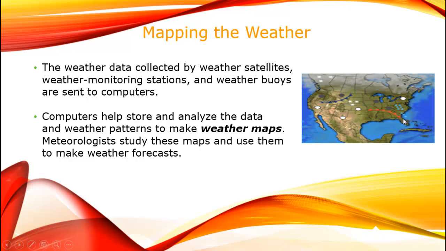So, the weather data collected by the weather systems that we talked about before, weather satellites, weather monitoring stations, and weather buoys, are all sent to computers, and these computers help to store and analyze the data and the weather pattern to make the weather maps. Meteorologists study these maps and use them to make the weather forecasts.